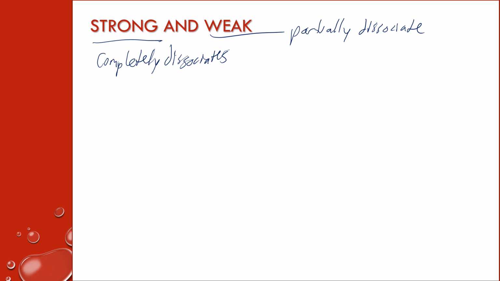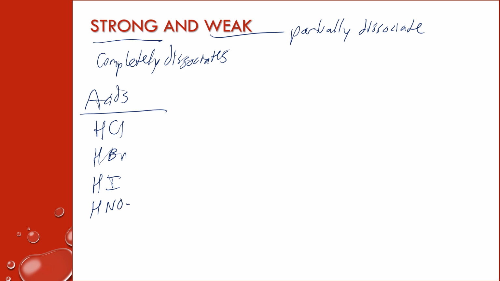So there are 7 strong acids that you should know. Some people include different ones on this list, but these are the 7 that I was taught. So HCl, HBr, HI, HNO3, H2SO4, HClO3, and HClO4. So hydrochloric, hydrobromic, hydroiodic, nitric acid, sulfuric acid, chloric acid, and perchloric acid. Those ones are strong. These ones completely dissociate. And if it's not on this list of strong acids, then it must be a weak acid.